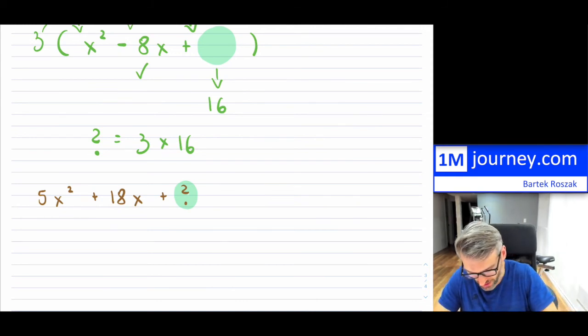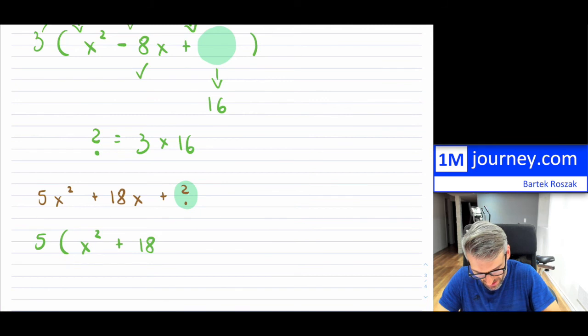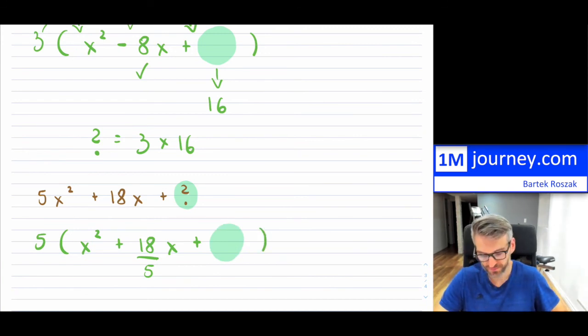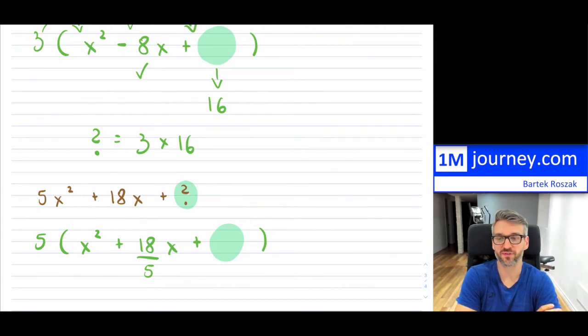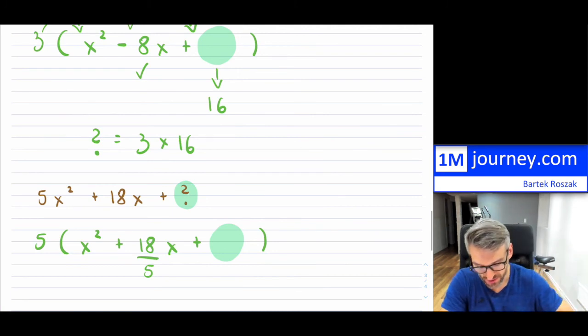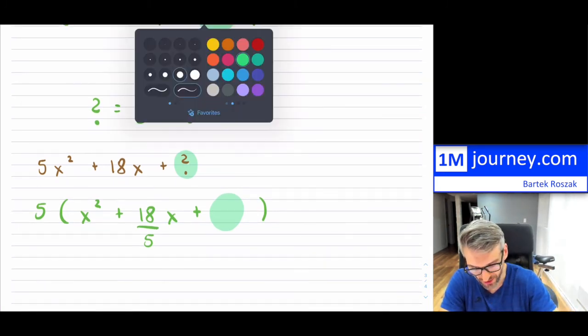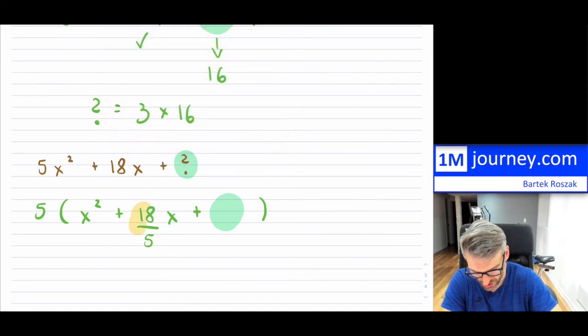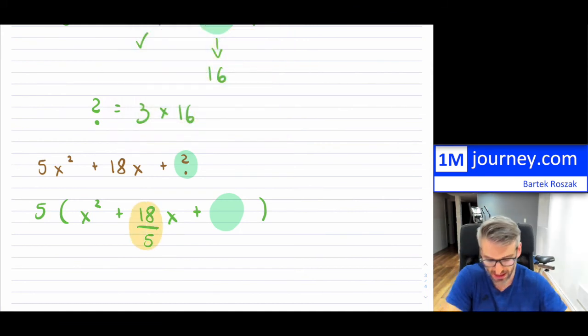And if I do this, so if I take my 5 out here, then I'm going to get x squared. Now here, factoring this out, this is going to be 18, okay, over 5x plus, and then I'm going to have now whatever it is that I'm trying to find here. And notice the factored out 5, well, 5 is not a factor of 18, so we have to put 18 over 5. And that's what makes this now a little bit uglier than the previous questions, but it doesn't change how we still find our C.